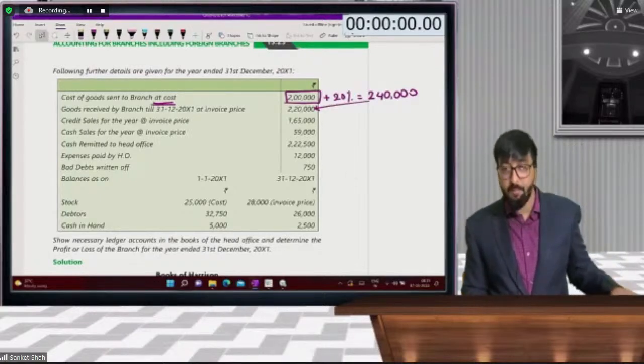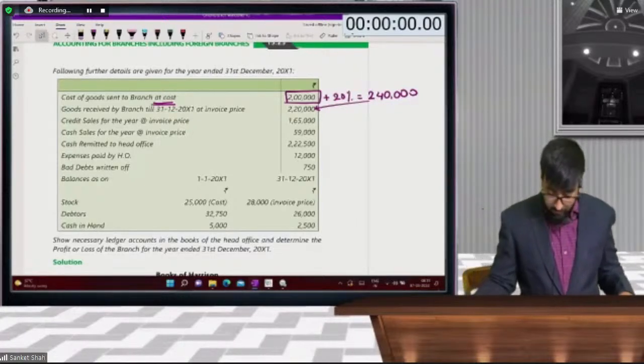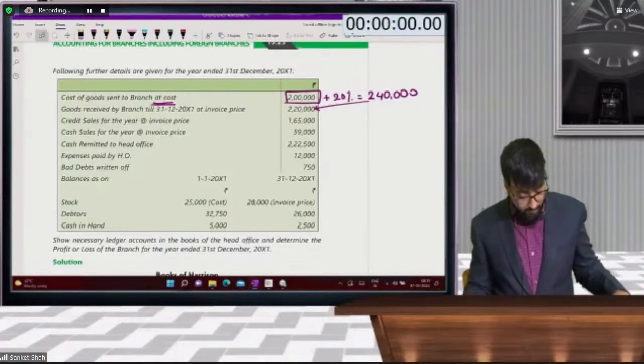Pradeep Thakur ji, you can see batch 5 with Sanket sir and you can join in that group. Okay, batch 5 with Sanket sir. Okay.